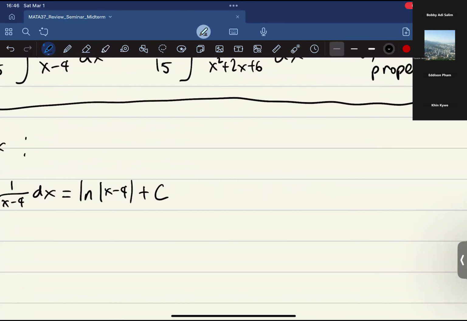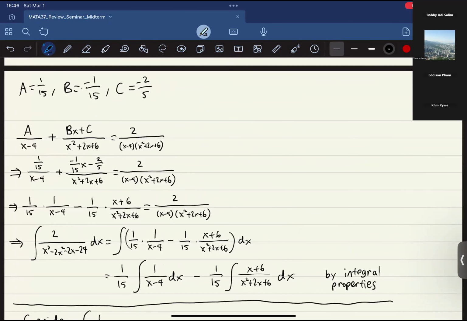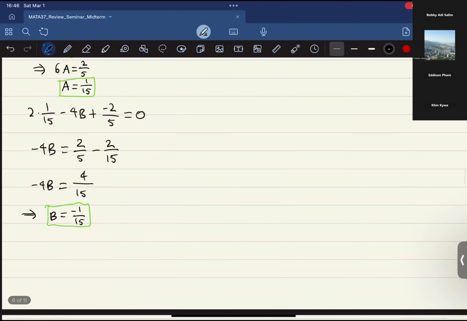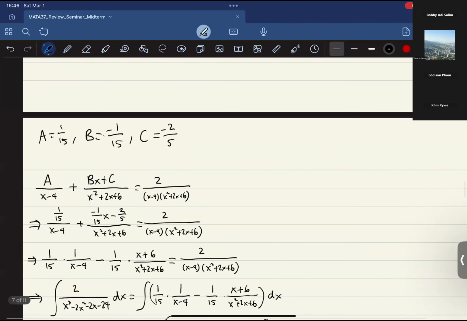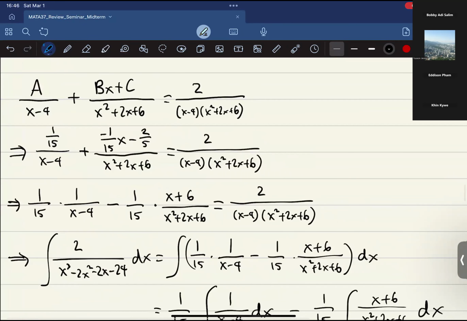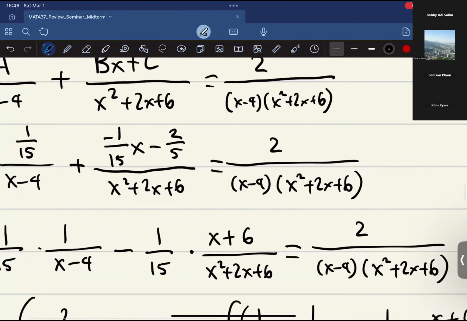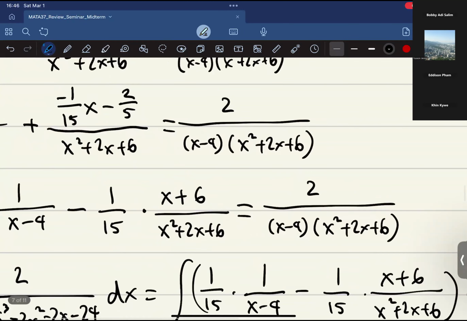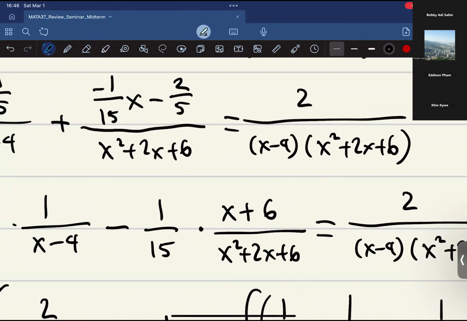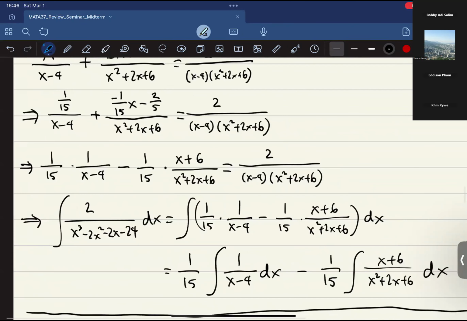Shouldn't it be x minus 6 instead of x plus 6? Oh. Did I make a mistake somewhere? No, I think that's right. Sweet. Here we're factoring out -1 over 15. So when we factor out -1 over 15, both terms become positive. And yeah, this should be okay. Yep.